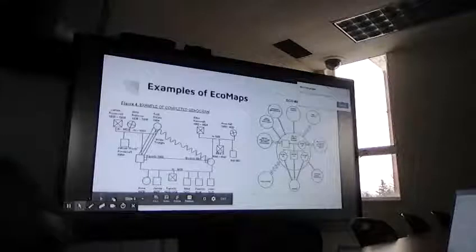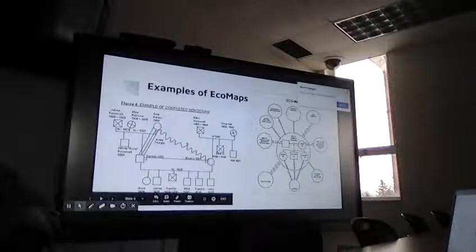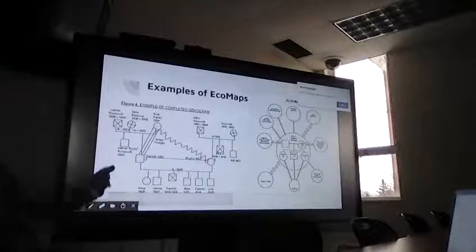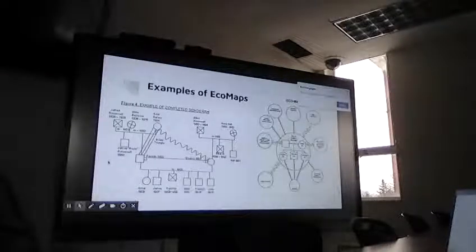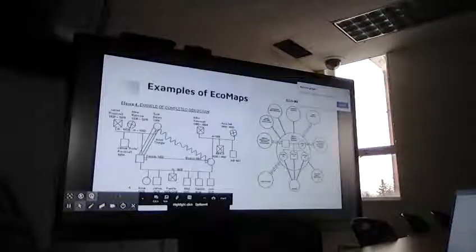And these are two examples of what an ecomap can look like. This one looks a little bit more like a genogram. That's a big genogram. It also shows you the relationships between others, like an ecomap does.